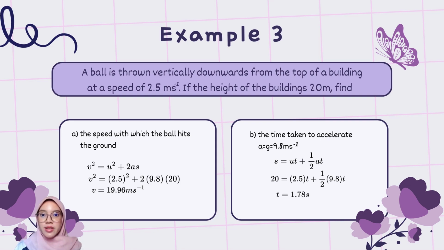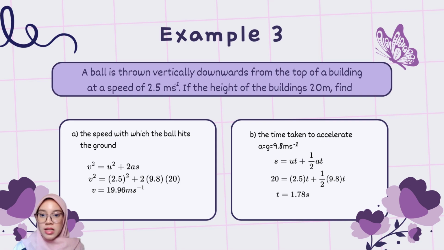So let's look at example 3. This example is a vertical motion, where an object in free fall accelerates toward the ground at a constant rate. The question is: a ball is thrown vertically downwards from the top of a building at a speed of 2.5 meters per second. If the height of the building is 20 meters, find A, the speed with which the ball hits the ground, and B, the time taken to accelerate.